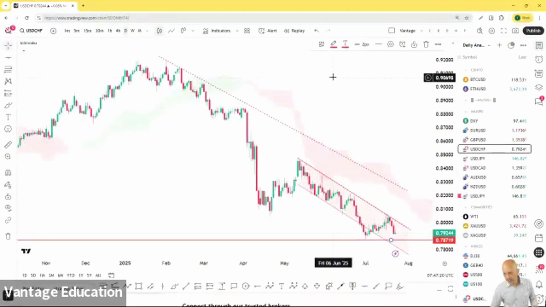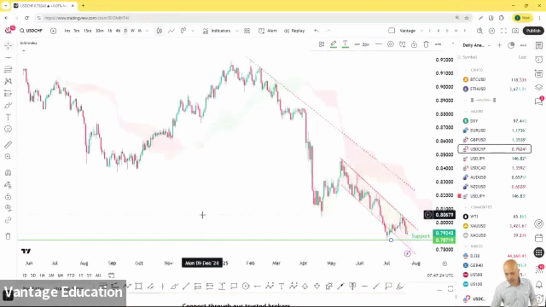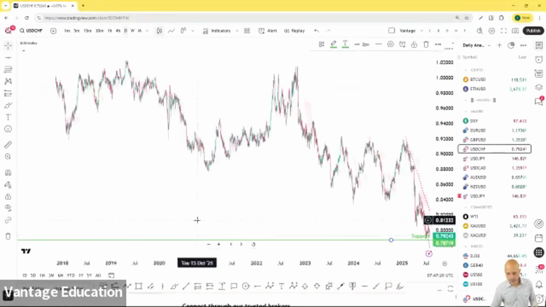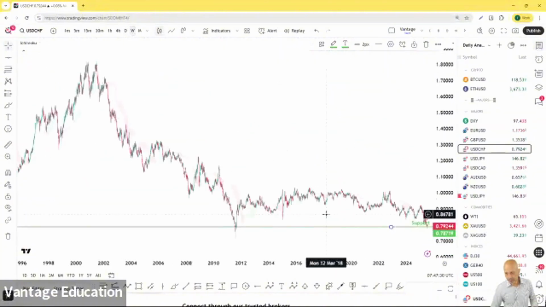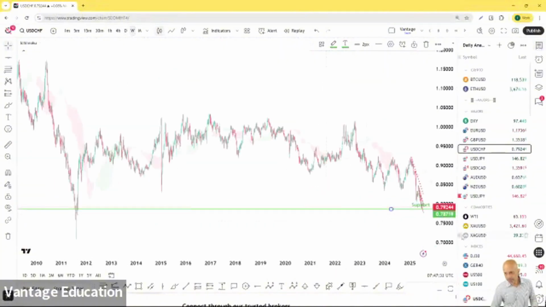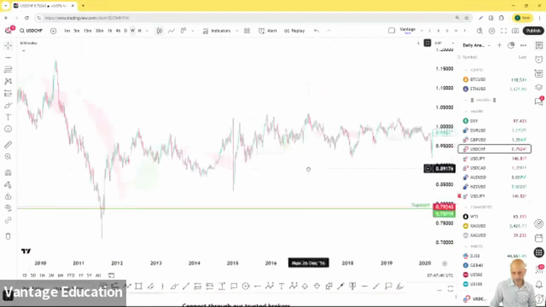Now, looking at this level at 78.71, let's see when was the last time the dollar franc was trading around this level. Looks like we're going to have to switch into the weekly time frame. And we can see here the last time dollar franc was trading around 79.20 was back all the way in September of 2011. So you can see here dollar franc has hit 14-year lows. This is a 14-year low for the dollar franc.